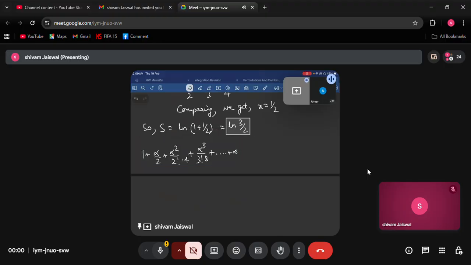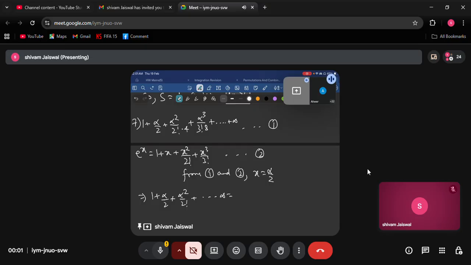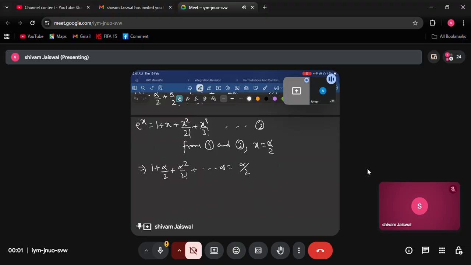So what you do is, once you write this, you just write down what e to the power x is. E to the power x is equal to 1 plus x plus x square by 2 factorial. As soon as you write this, you will understand that x is equal to alpha by 2, right? From 1 and 2, you should be able to understand x is equal to alpha by 2. This implies 1 plus alpha by 2 plus alpha square by 2 factorial plus up to infinity is equal to e to the power alpha by 2. So basically, what do we need to find out?